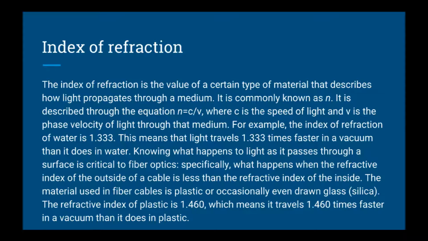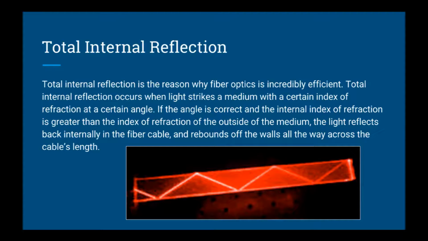Knowing what happens to light as it passes through a surface is critical to fiber optics. Specifically, what happens when the refractive index of the outside of a cable is less than the refractive index of the inside. More on that later. The material used in fiber cables is plastic, or occasionally even drawn glass or silica. The refractive index of plastic is 1.460, which means light travels 1.460 times faster in a vacuum than it does in plastic. Total internal reflection is the reason why fiber optics is incredibly efficient.